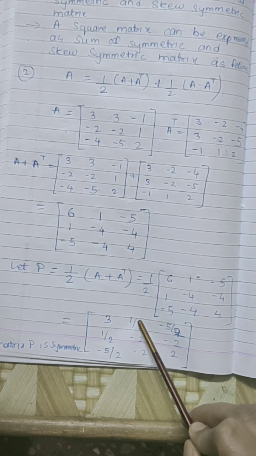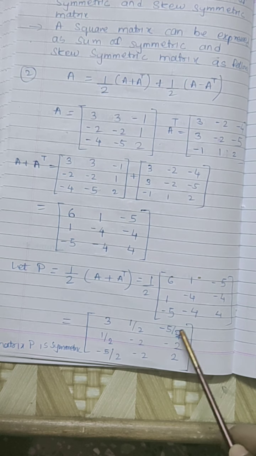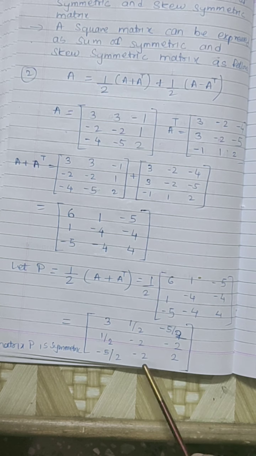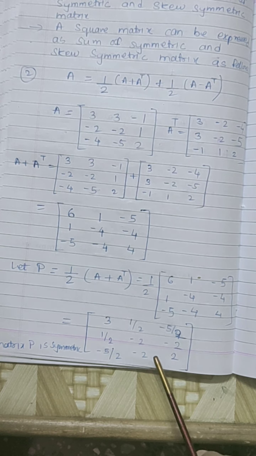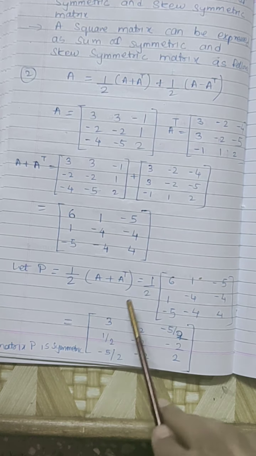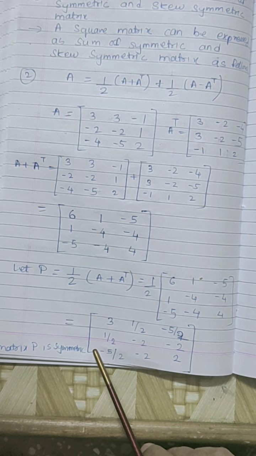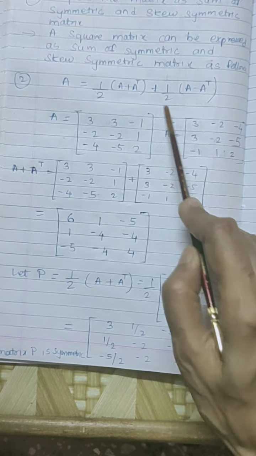See the elements: half, half, minus 5 by 2, minus 5 by 2, and minus 2, minus 2. So this is which type of matrix? This P matrix we got is a symmetric matrix. Now we will see the second term.